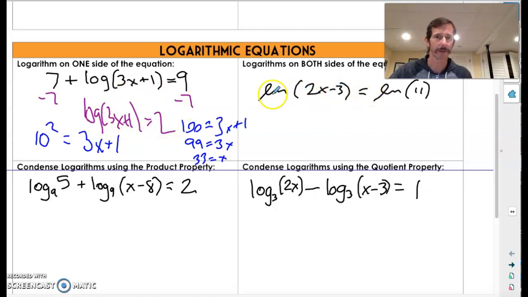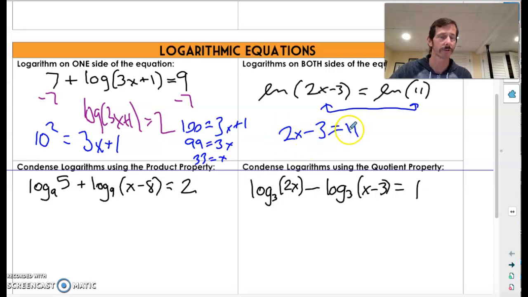Now this is my favorite kind. I have a log on both sides. This is the natural log, so these are both base e. But if you have a single log on the left and a single logarithm on the right, what that means is these two inputs have to be equal. This is just like the exponential ones that had the same base, and you set the exponents equal. Well, I have two logs of the same base. They're equal to each other. That means 2x minus 3 has to equal 11.